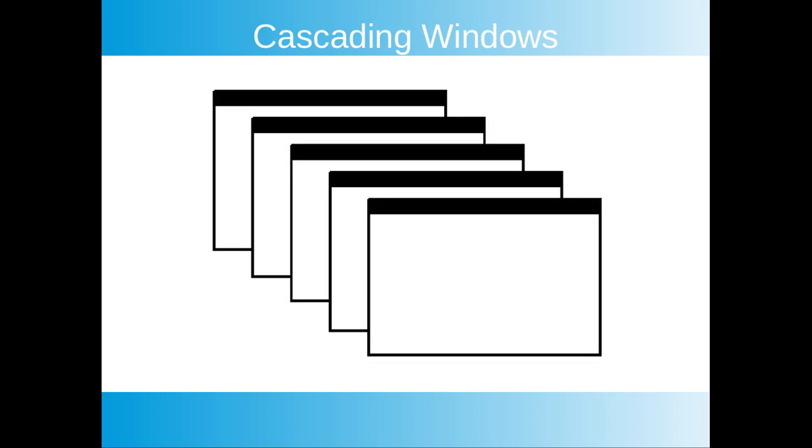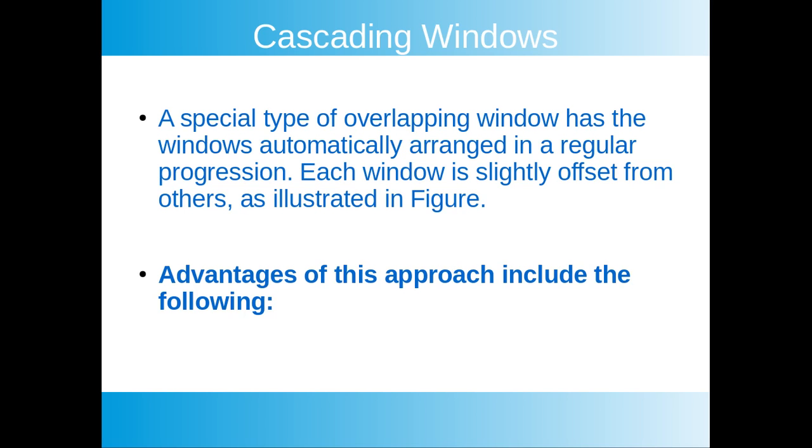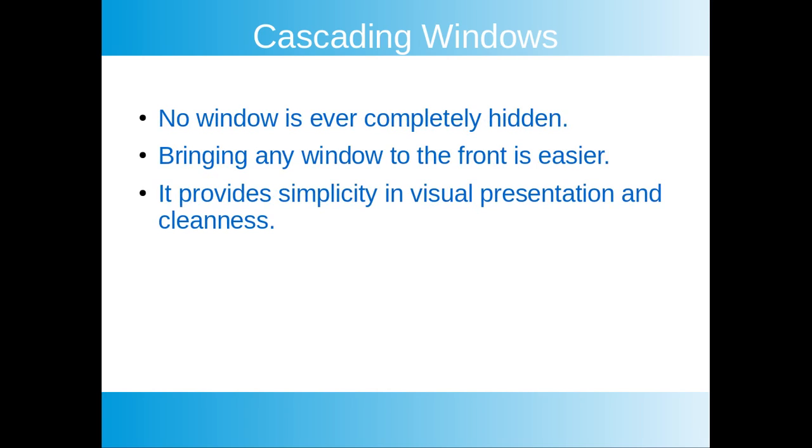These are the examples of cascading windows. A special type of overlapping window has the windows automatically arranged in a regular progression. Each window is slightly offset from the others, as illustrated in the previous figure, and it has some advantages also. No window is ever completely hidden. Bringing any window to the front is easier. It provides simplicity in visual presentation and cleanliness.